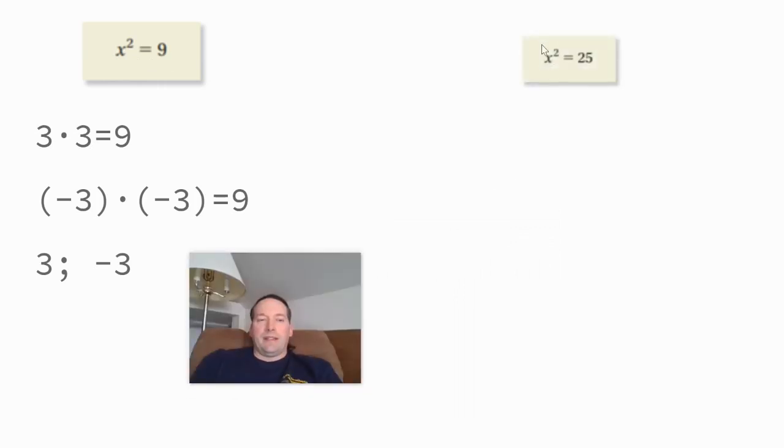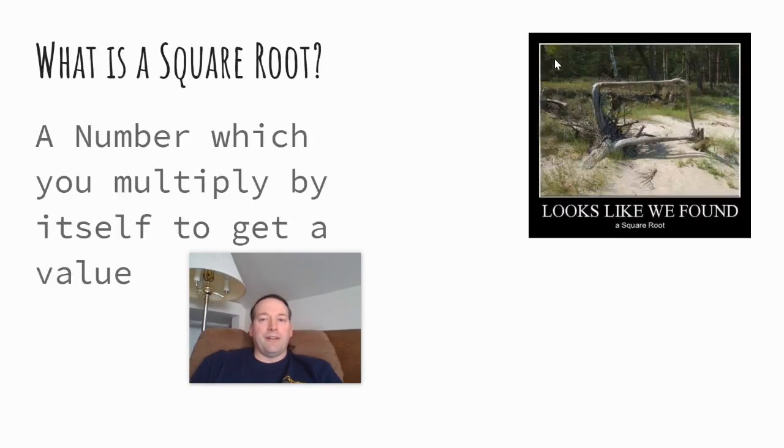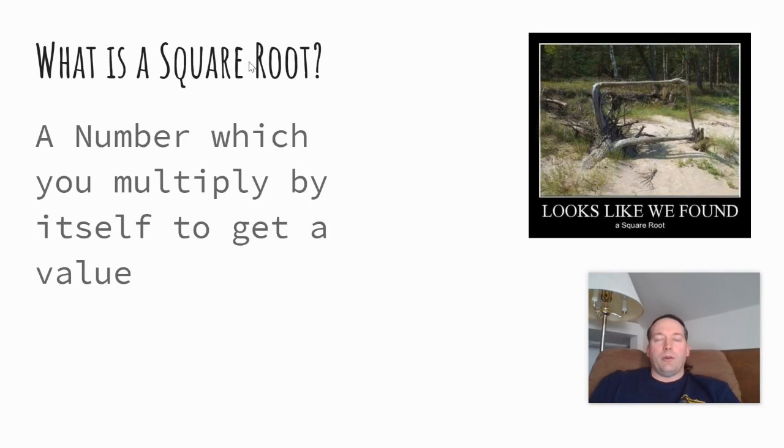Okay, well, let's look at this one. What happens if I take a number and I square it and I get 25? Oh, 5 times 5 is 25. -5 times -5 is 25. So if I put 5 in for x or -5 in for x, and I square it, it will give me 25. Okay, so what is a square root?